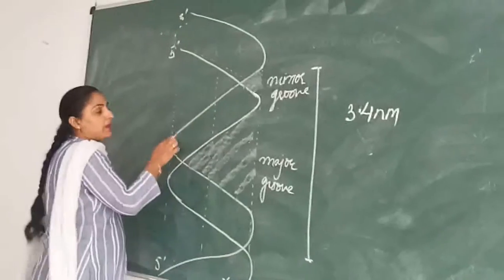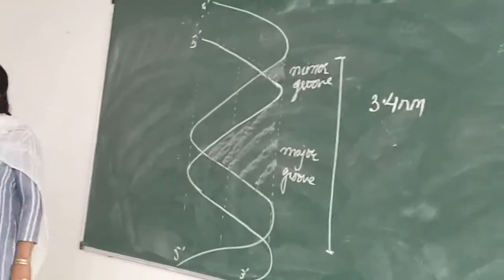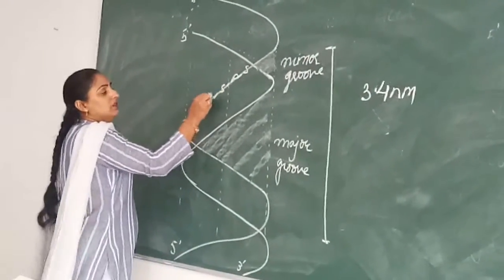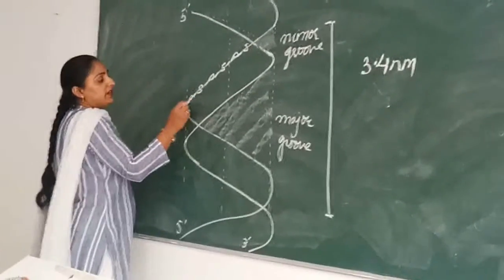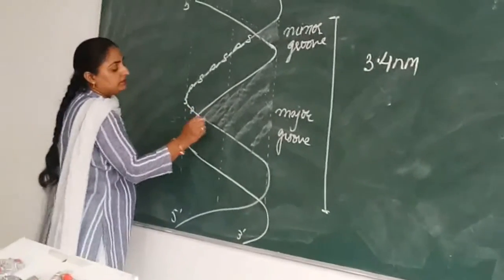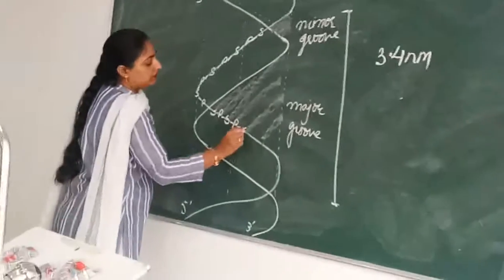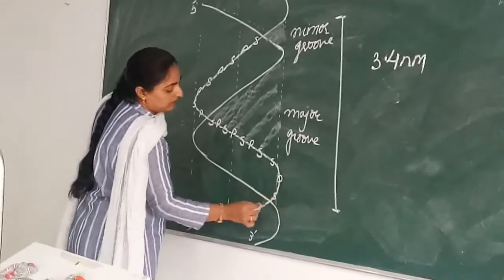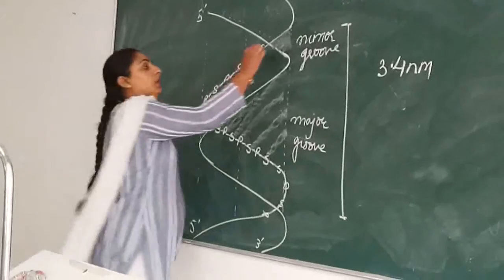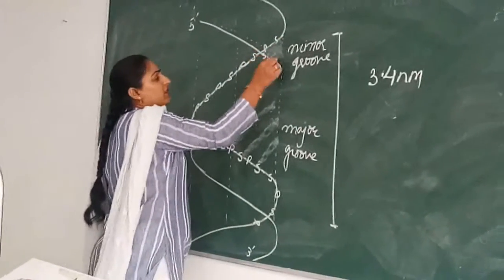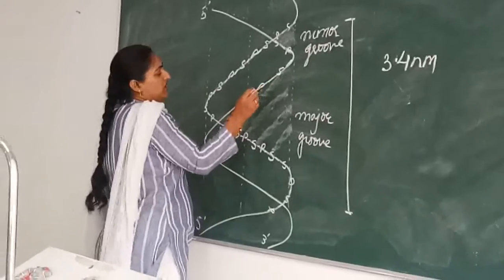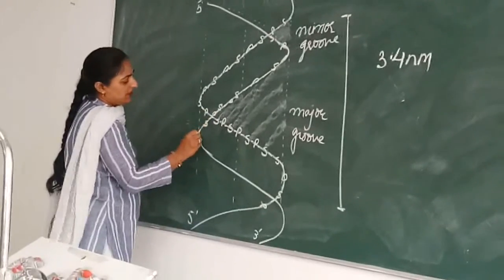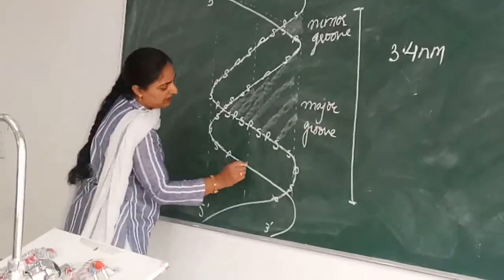Now this is the backbone, where we have sugar and phosphate molecules. So you just draw sugar, phosphate, sugar, phosphate, sugar, phosphate, sugar, phosphate, alternating with each other. Like this. Again on the opposite side you can draw sugar, then phosphate, sugar, phosphate, sugar, phosphate, sugar, phosphate, and so on, alternating with each other.